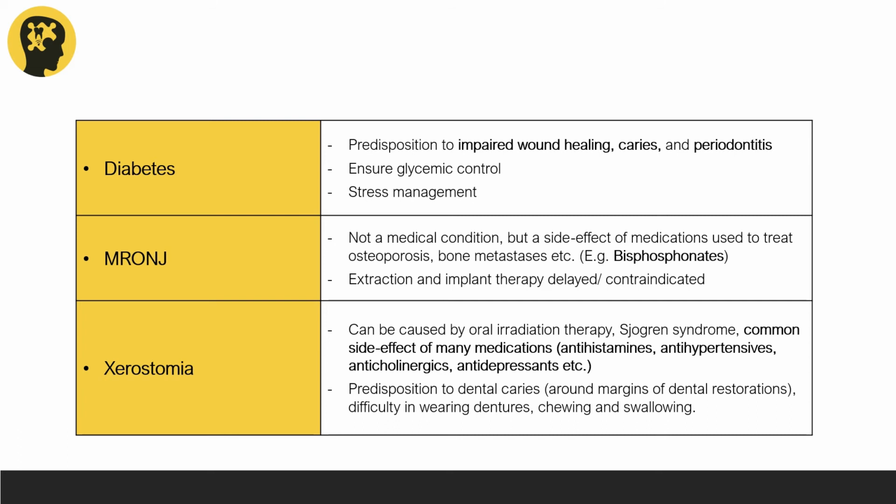It can also be caused by irradiation therapy to the head and neck or by autoimmune diseases like Sjogren's syndrome. It can complicate our treatment because xerostomia predisposes the patient to caries, especially around the margins of dental restorations. So we need to again emphasize the importance of maintaining oral hygiene in such patients, and we could prescribe the patient some kind of fluoride toothpaste or mouthwashes or professional fluoride application on a regular basis or artificial saliva replacements.